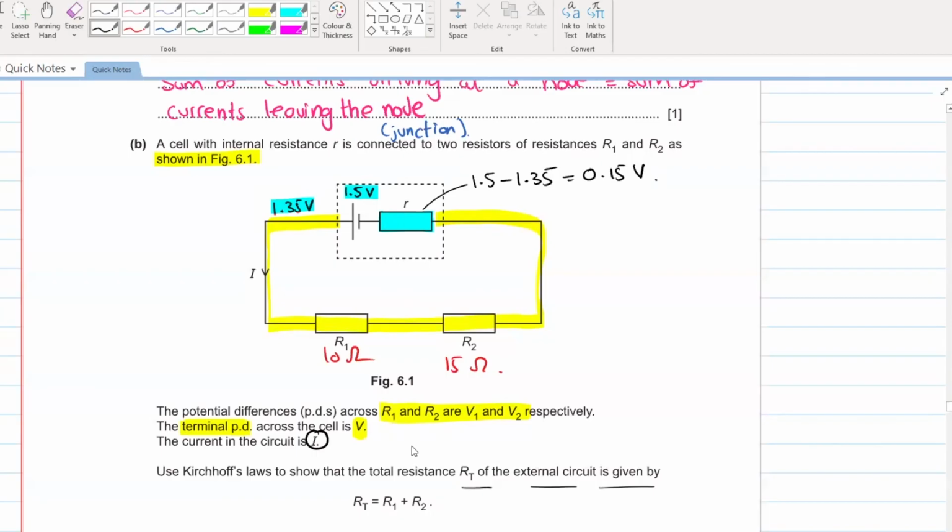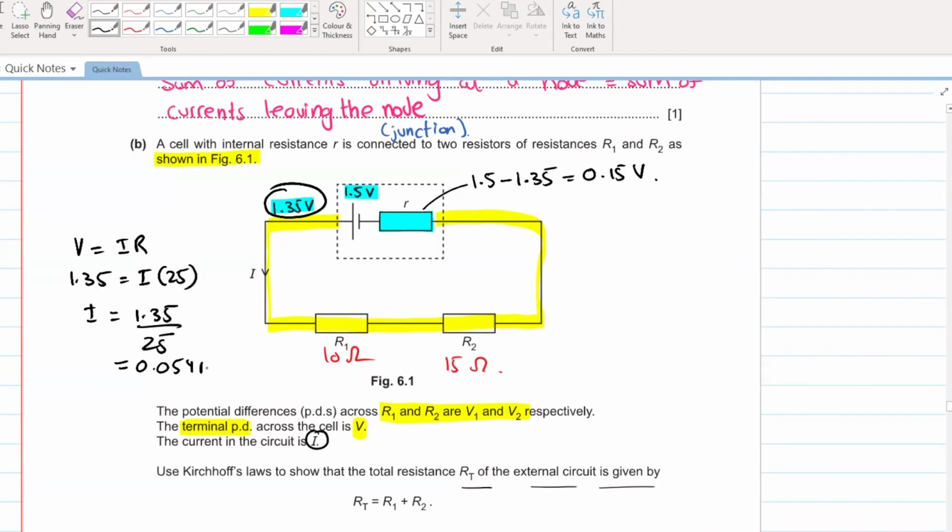And now, can you calculate the current? Yes. You know we have a voltage of 1.35 volts. The total resistance is 25. V equals IR. V is 1.35, and the total resistance is 25, so current comes out to be 1.35 divided by 25. This comes out to be 0.054. 0.054 ampere is your current.